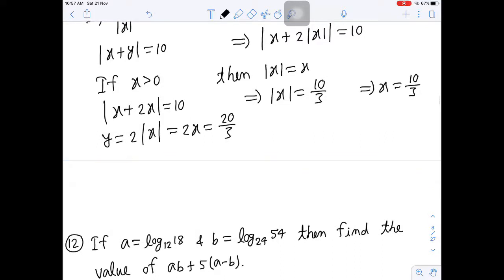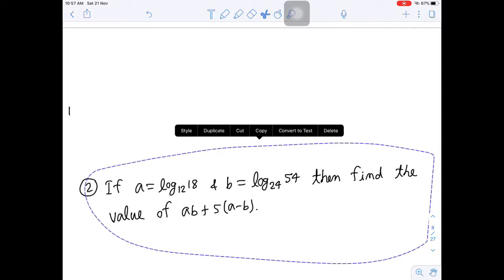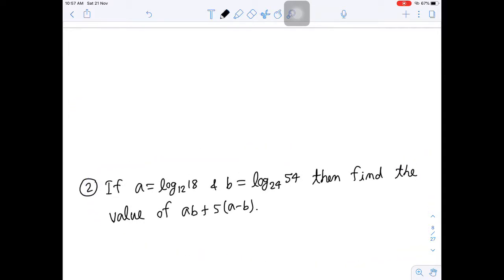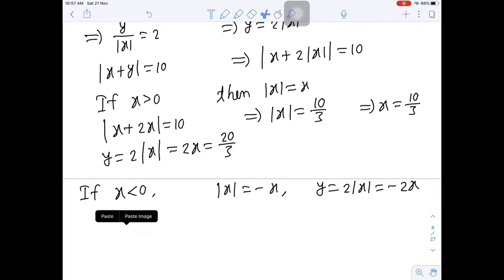Now for another solution set, we have to take the other case. If x is negative, then the absolute value of x will be equal to minus x, and y is 2 times the absolute value of x, so it would be nothing but minus 2x. Then you have this equation equal to 10. So when you have the absolute value of x equal to minus x, you will get here the absolute value of x minus 2x equal to 10.